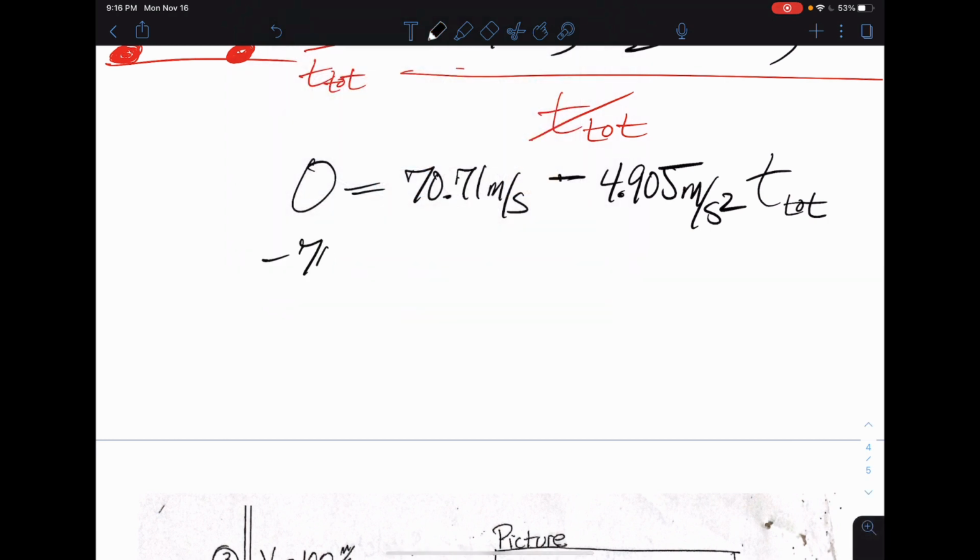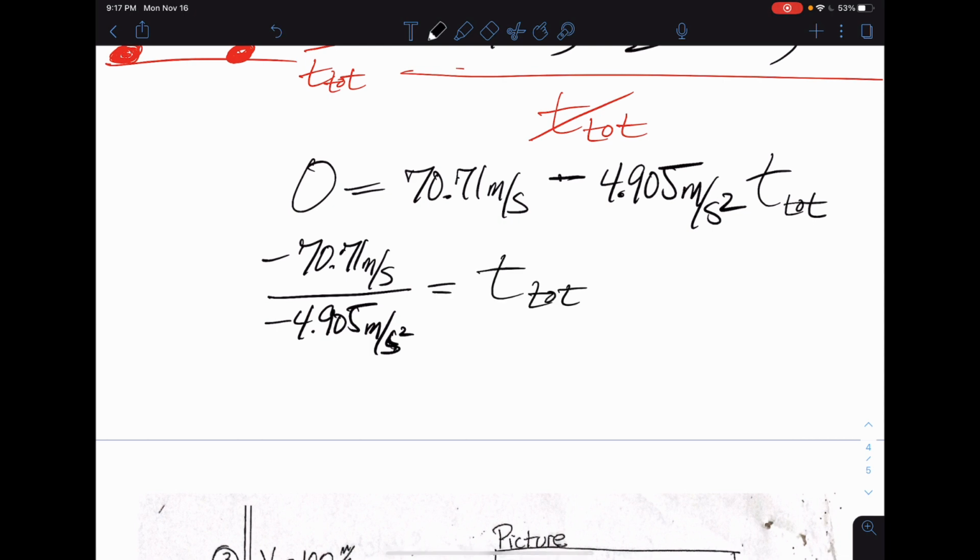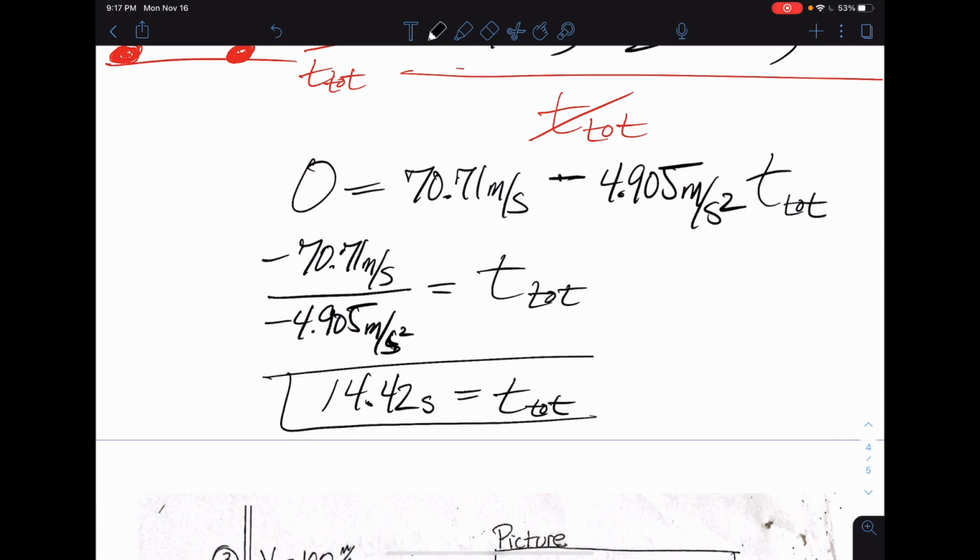So we'll kick the 70 over here. Divide by negative 4.905 meters per second squared, if I can write well enough, and set that equal to t total. Type that in the calculator, and that should be right. Yeah, 14.42.